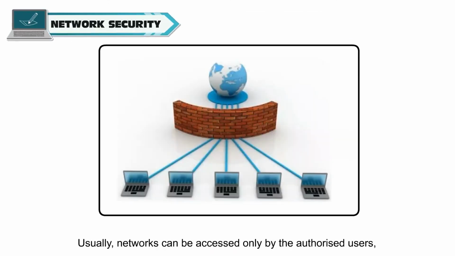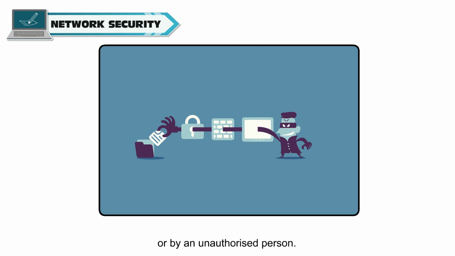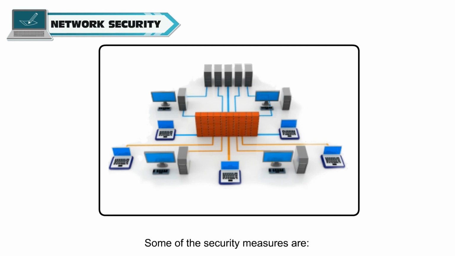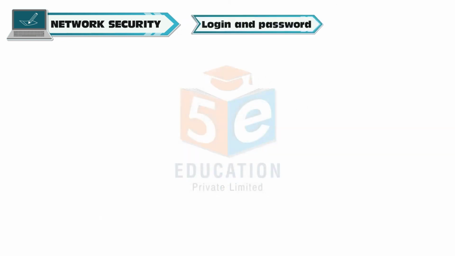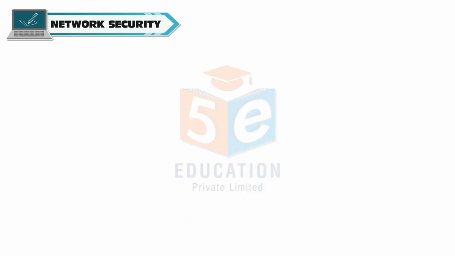Usually, networks can be accessed only by the authorized users, but there is always a threat of intrusion and theft of data without permission or by an unauthorized person. To protect a network from security attacks, organizations generally take security measures. Some of the security measures are login and password. All authorized users are given a login ID and password by a network manager or administrator for authentication purposes.